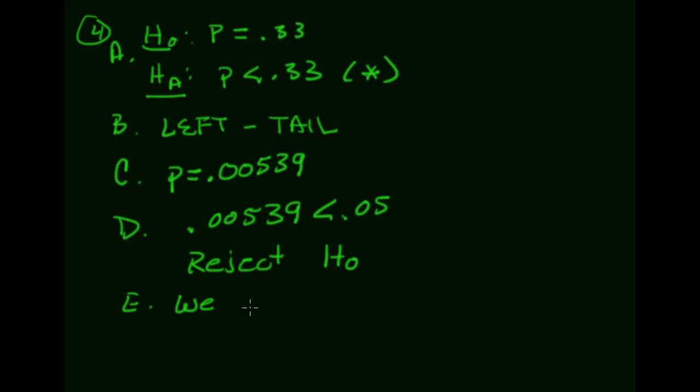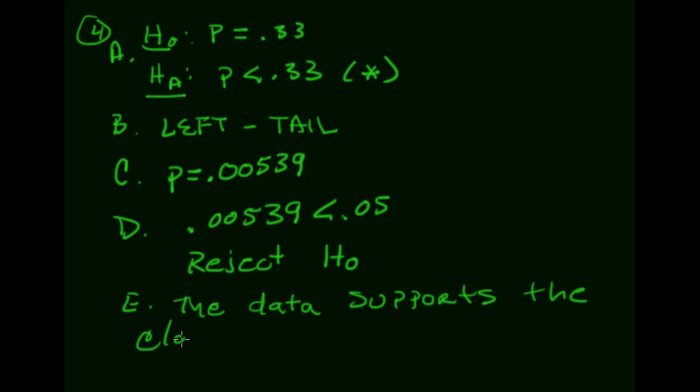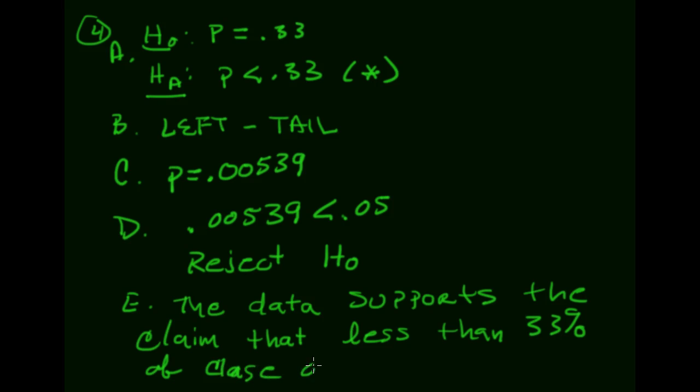We can say the data supports the claim that less than 33% of close calls would be overturned.